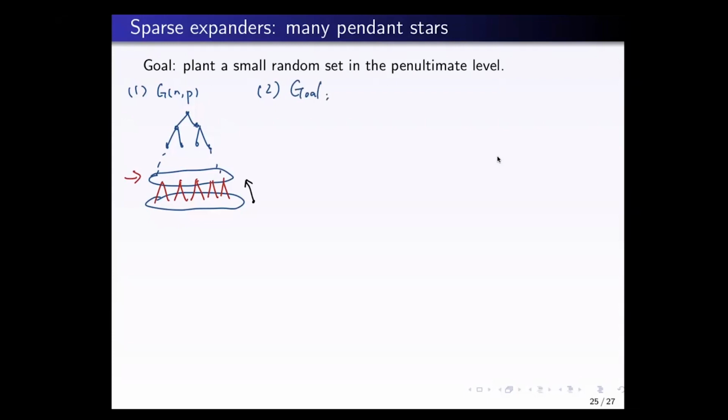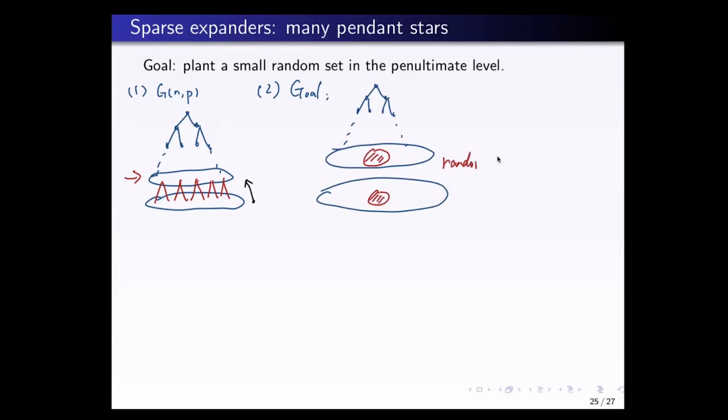I want to plant a small random set in the second last level. Namely, I don't need the entire second last level to be random. It will be good enough if I have a small set, like a positive proportion of it, to be random. And also the last level, maybe this is random. The red parts are random. And then I can do the star matching. By the lemma, I didn't read it, but if you have parts of random, then you can do the matching. Maybe I'm just waving my hand, but I want to say this will be good enough.